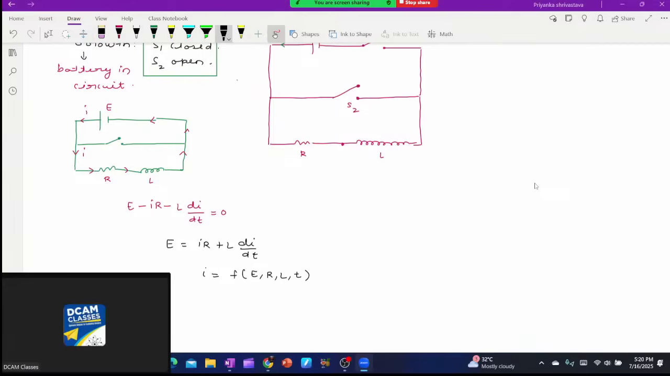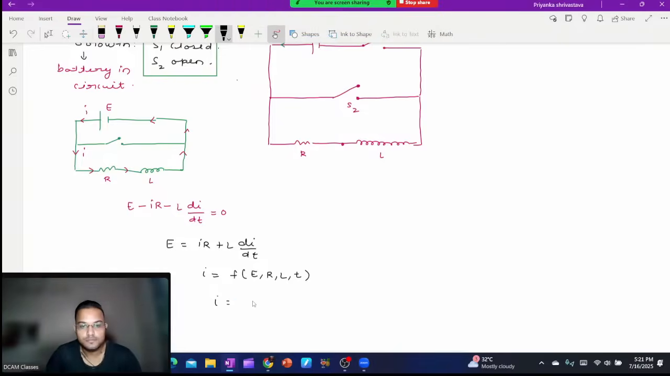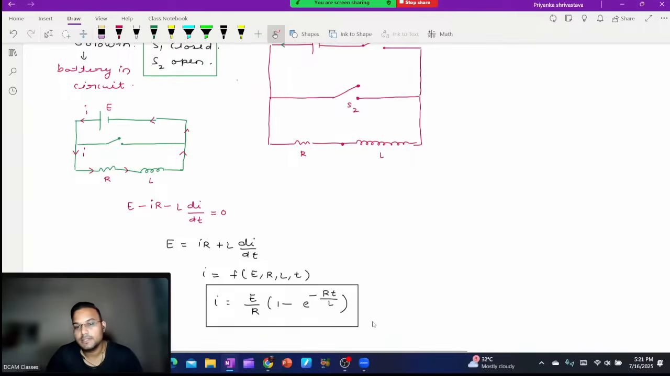Capital E minus small e power minus RT by L whole by R. Capital E minus capital E minus exponential e to the power minus RT by L whole by R. There is one mistake you are doing. So the result you should get is I is equal to E by R into 1 minus e power minus RT by L. Yes, sir, that only I'm getting, I think. That you are getting? Okay, then correct. Because you were saying E minus e power minus RT by L whole divided by R. You missed out one E here, beside the exponential.